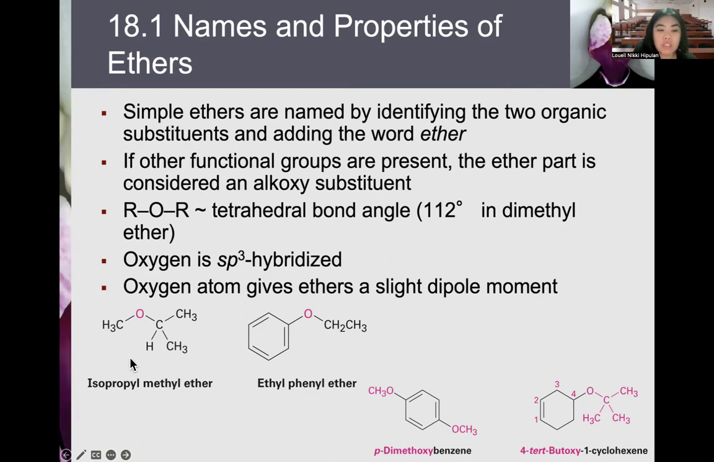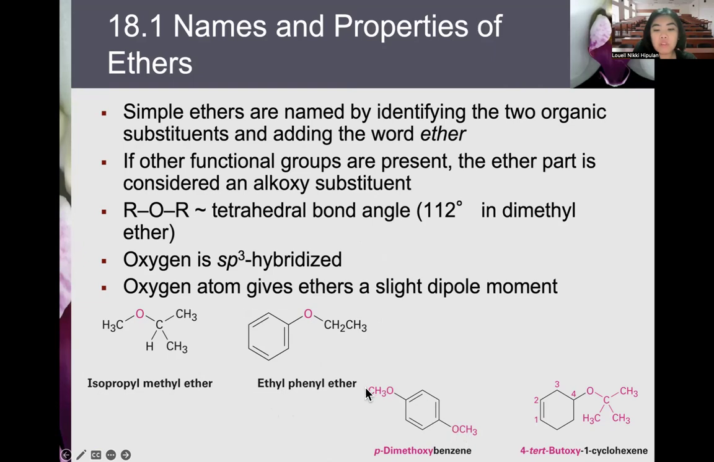So you have this isopropyl. This is your isopropyl, and this is your methyl group. So you call it isopropyl methyl ether. This is your phenyl group, and this is the ethyl. So it's alphabetical. Ethyl phenyl ether.